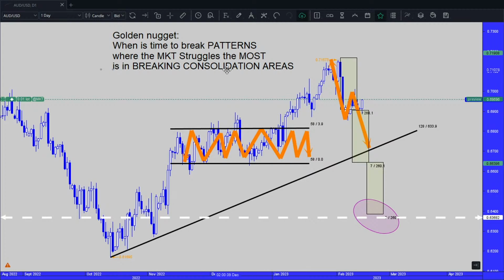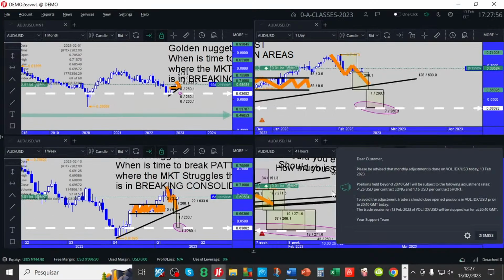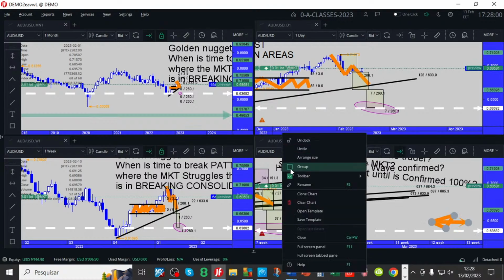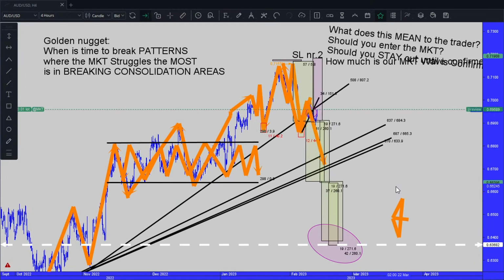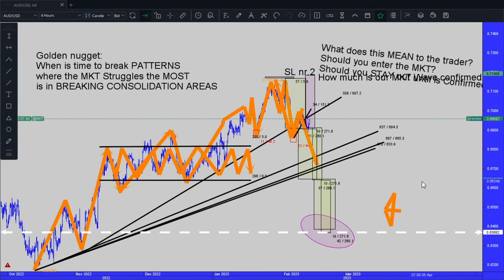Alright? Any questions so far about the trade on the 4-hour chart? 4-hour chart. Deal customer, okay. 4-hour chart. Wow, and it's duplicating.